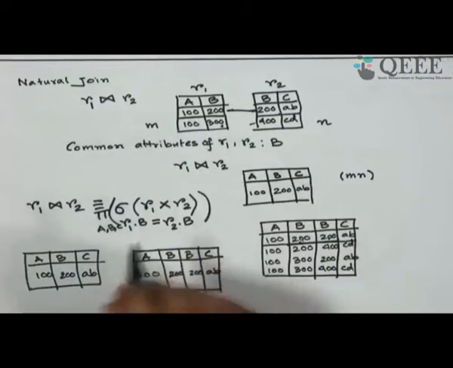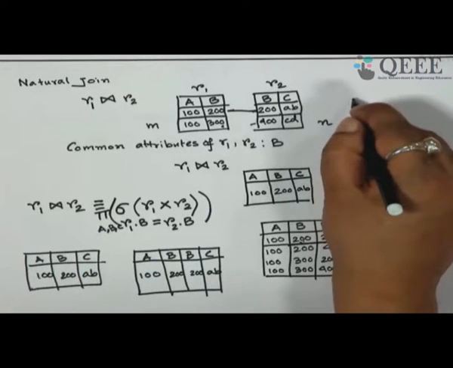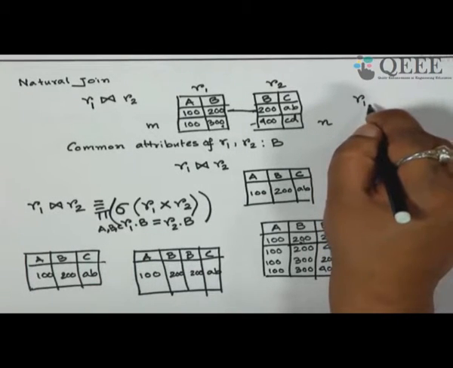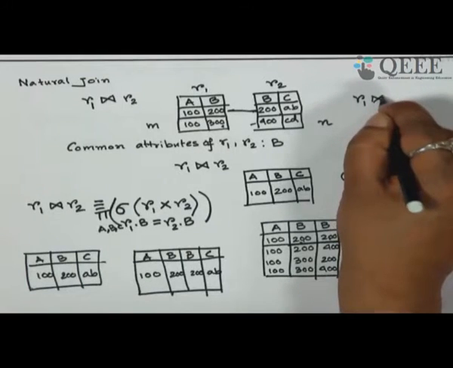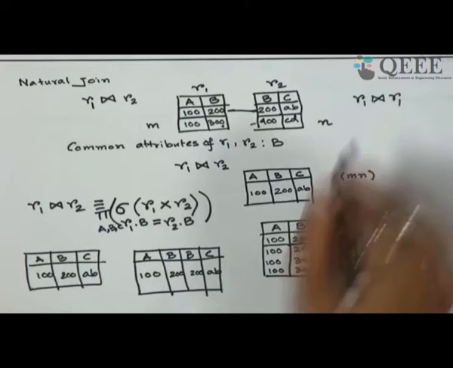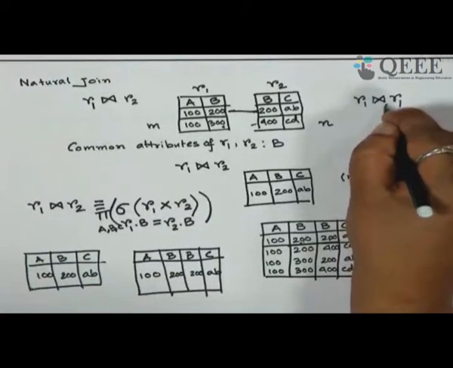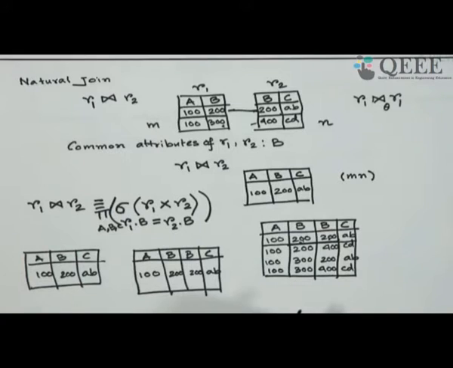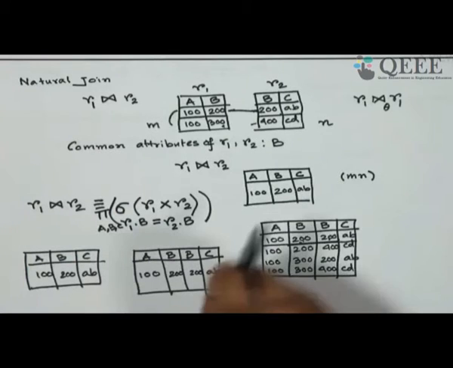So this was my natural join. I can also write R1 with respect to R1. Okay, a self join. And I can put a condition, let's say theta, a generalized join called a theta join. It will find out pairs of tuples which satisfy theta.